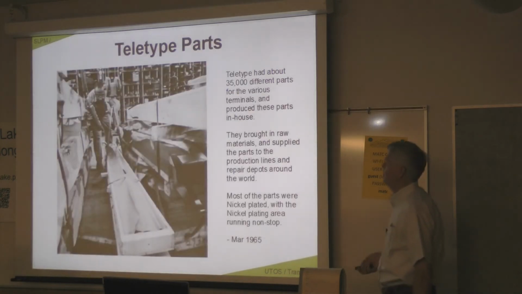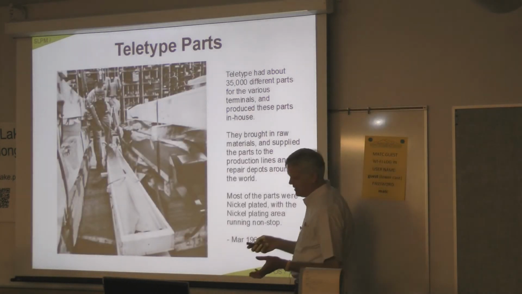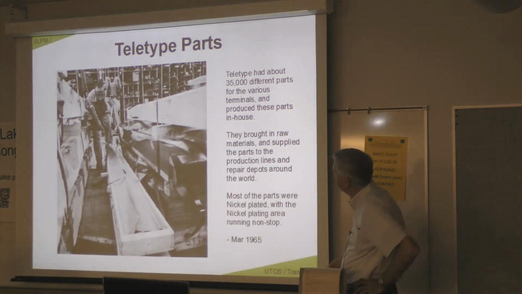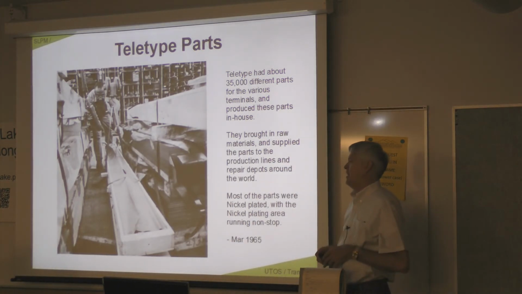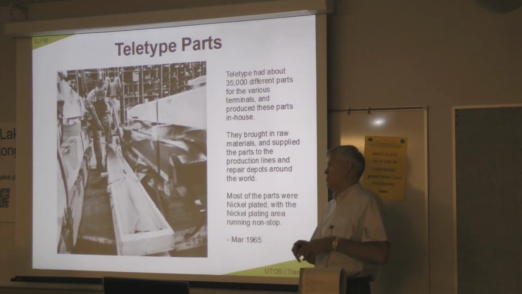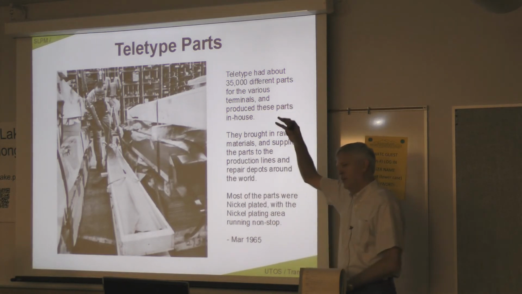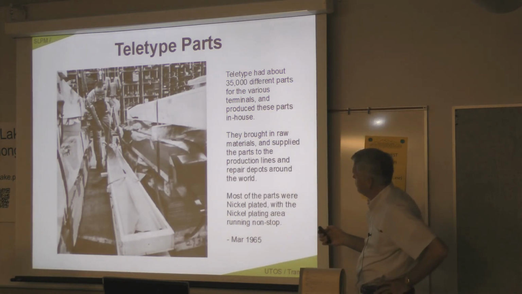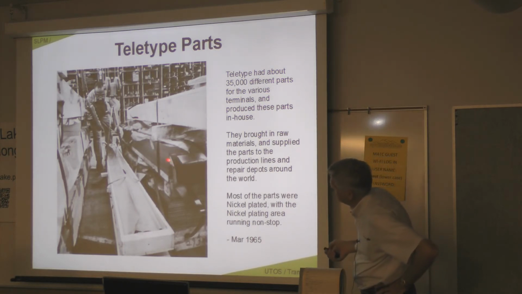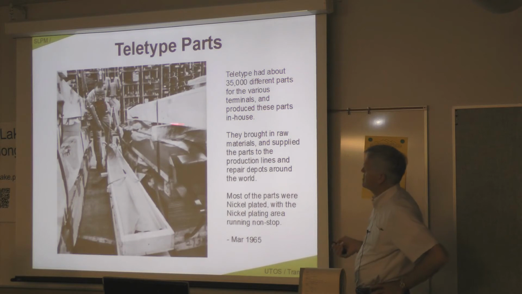So let me just show you a little bit about the company. The company actually made all the parts for these machines. Rather than being horizontal, they were very vertically integrated. They made everything. And here you see them bringing in raw materials. These are just tons of sheets of steel and brass and nickel.